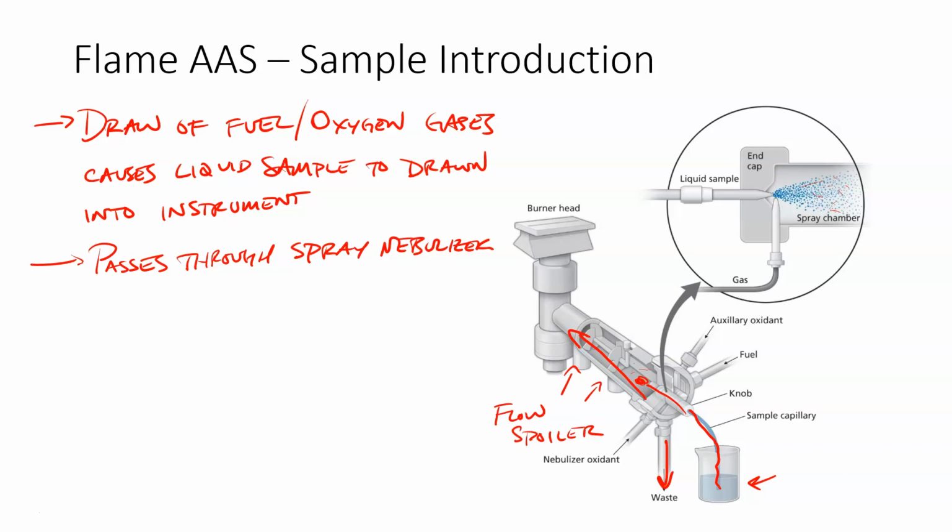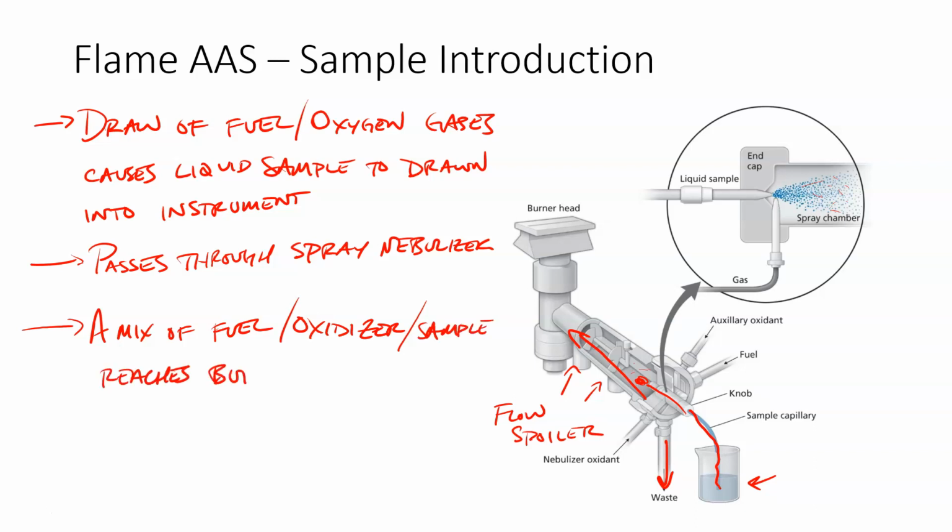So then what gets to the burner head is a mix of the fuel, the oxidizer, or the oxygen gas, and our sample. That's what reaches the burner head. And so this spray nebulizer that we see here in this inset is the most common type, and it's the one that we have on our instrument.